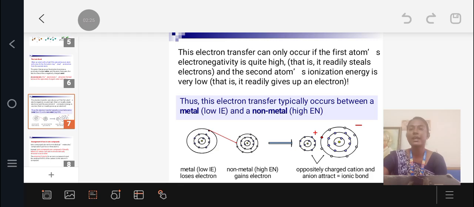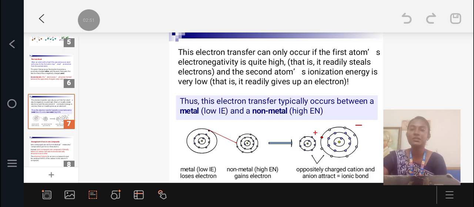This electron transfer can only occur if the first atom's electronegativity is quite high and the second atom's ionization energy is very low. Thus, this electron transfer typically occurs between a metal and a non-metal. Metals have low ionization energy and non-metals have high electronegativity.